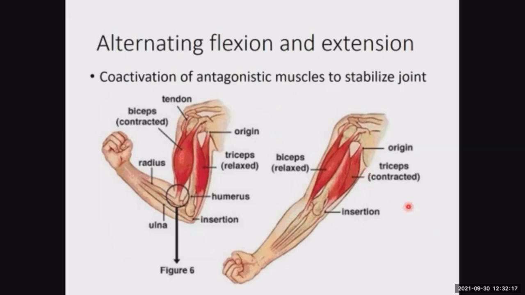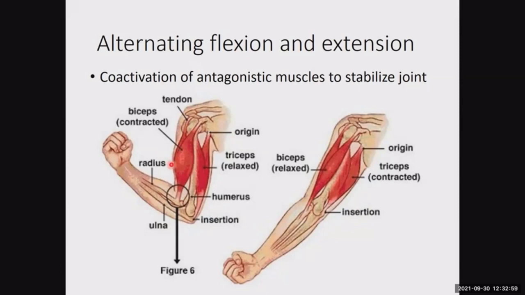Now, in the first activity, the focus is going to be alternating between flexion and extension. With flexion, we're going to see the biceps muscle contracting, and the triceps, as the antagonistic muscle, is going to be relatively relaxed, so that when we have a contraction of the biceps, we have flexion of the arm. When we have extension of the arm, we're basically going to see the biceps relaxed and the triceps contracting. Now, the focus of the first activity is to look at co-activation of antagonistic muscles.